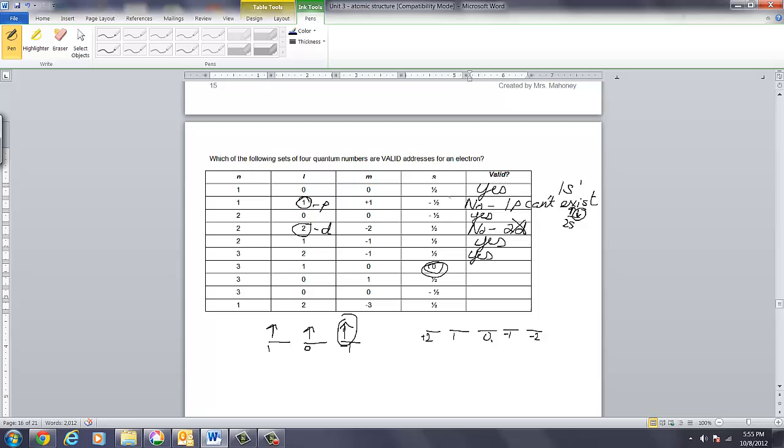Only 2 possible answers for us. Up is 1/2. Down is a negative 1/2. No, this does not exist. s cannot be 0.